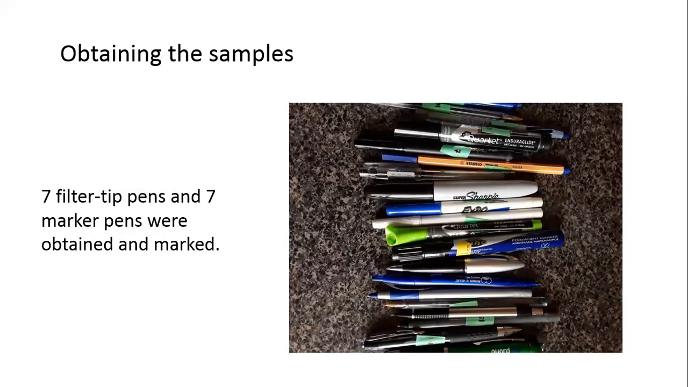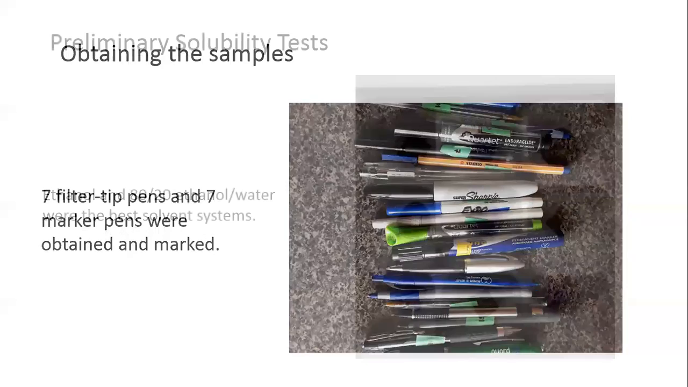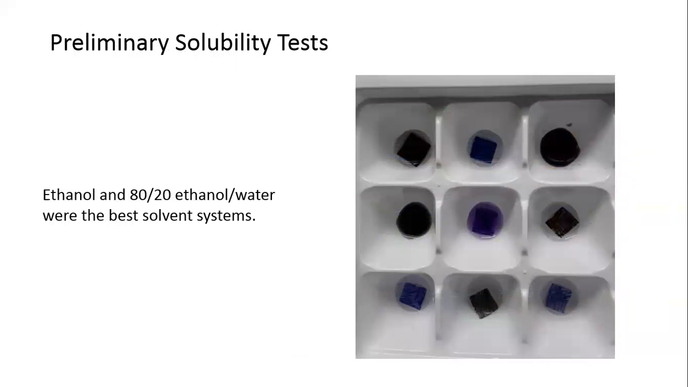So the first step went well. 14 samples were obtained from local stores. Preliminary solubility tests with ethanol, water, and acetone were performed in order to choose a suitable solvent system for chromatography. From now on, everything that's been done here was done from home. If you're wondering, these are ice cube trays, very effective for this type of analysis, as we found out.